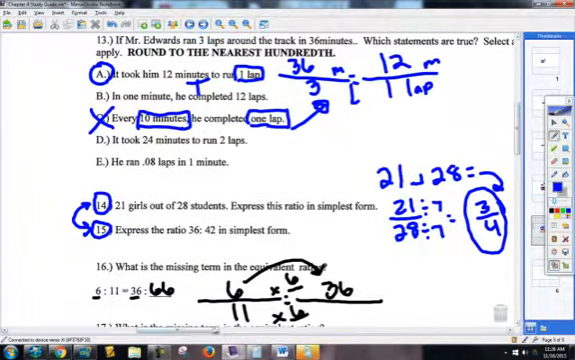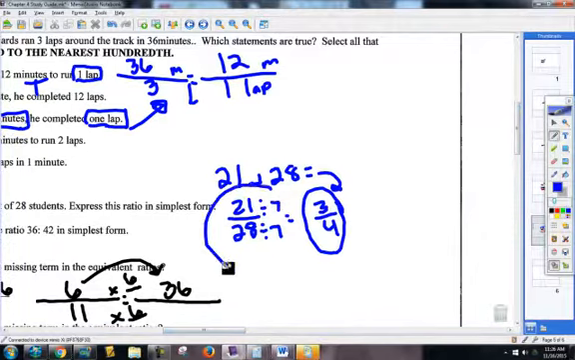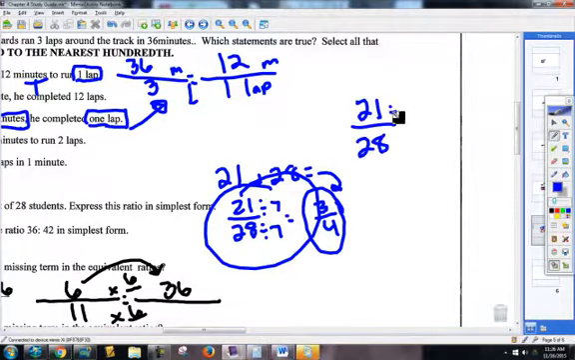I'll go up here and show you this one. Right here, when I simplified 21 over 28 and was able to divide by 7, what I'm really doing is dividing it by what? I'm dividing it by 1. Does everybody understand that?